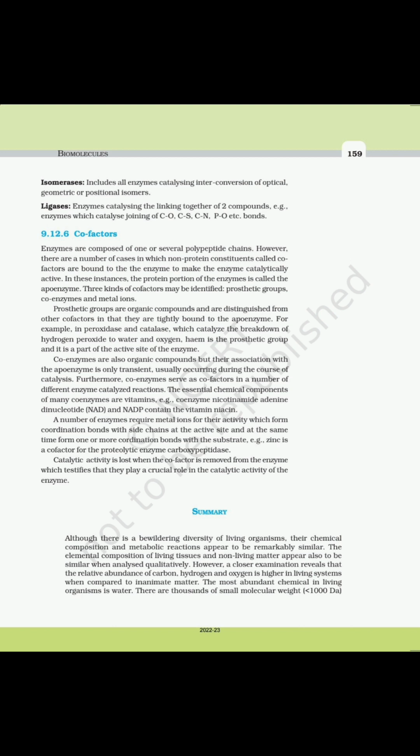9.12.6 Cofactors. Enzymes are composed of one or several polypeptide chains. However, there are a number of cases in which non-protein constituents called cofactors are bound to the enzyme to make the enzyme catalytically active. In these instances, the protein portion of the enzyme is called the apoenzyme. Three kinds of cofactors may be identified: prosthetic groups, coenzymes, and metal ions. Prosthetic groups are organic compounds and are distinguished from other cofactors in that they are tightly bound to the apoenzyme. For example, in peroxidase and catalase, which catalyze the breakdown of hydrogen peroxide to water and oxygen, heme is the prosthetic group, and it is a part of the active site of the enzyme.